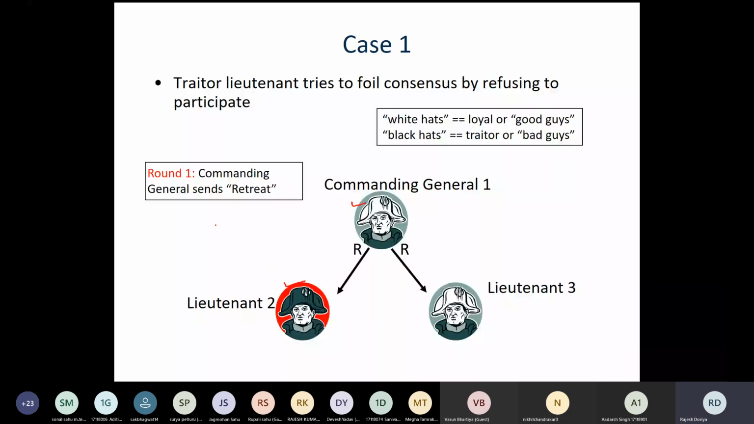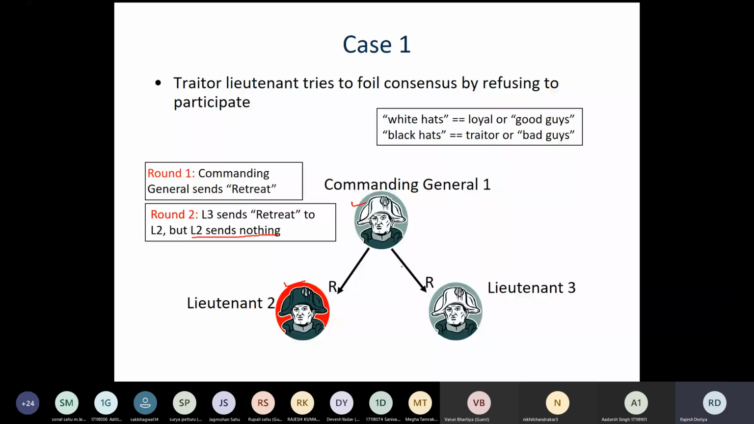In the first round, the commanding general sends a message to retreat. They are going for a war, and they need to decide what to do with the enemy, whether to attack or to retreat. So there are only two situations. In round one, the commanding general sends a message on the basis of these situations: retreat to both lieutenant 2 and lieutenant 3. Then in round 2, L3 sends retreat to L2, but L2 sends nothing. In this case, L3 is sending a message to L2.